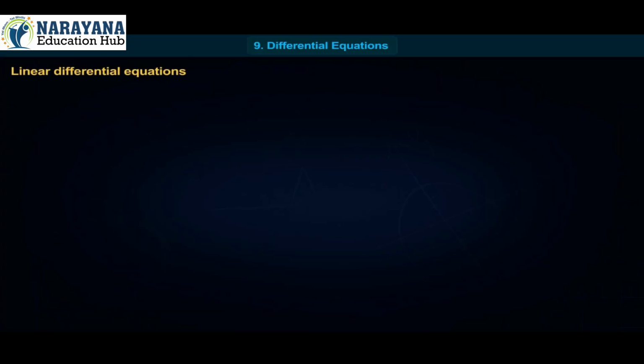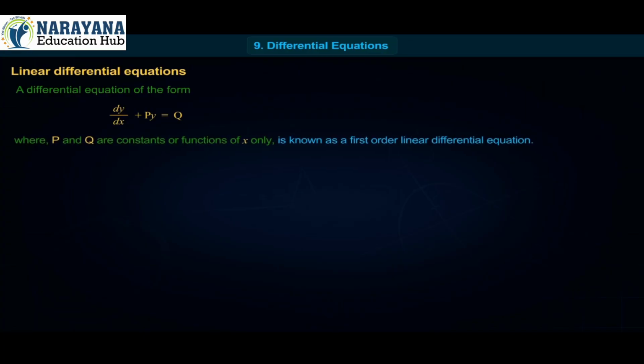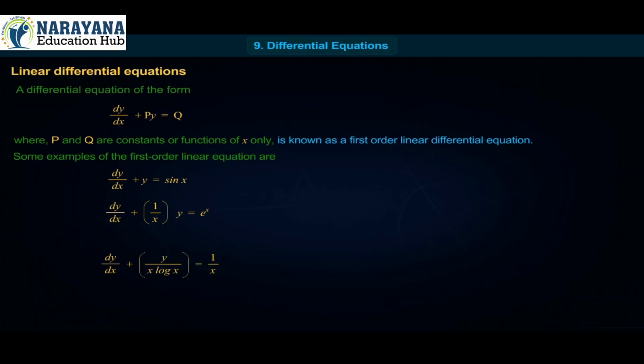Linear differential equations. A differential equation of the form dy by dx plus py is equal to q, where p and q are constants or functions of x only, is known as a first order linear differential equation. Some examples of the first order linear equation are dy by dx plus y is equal to sin x, dy by dx plus 1 upon x into y is equal to e raised to x, dy by dx plus y upon x log x is equal to 1 upon x.